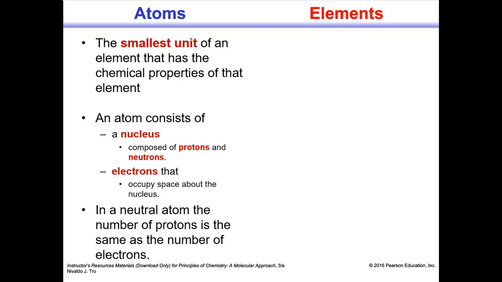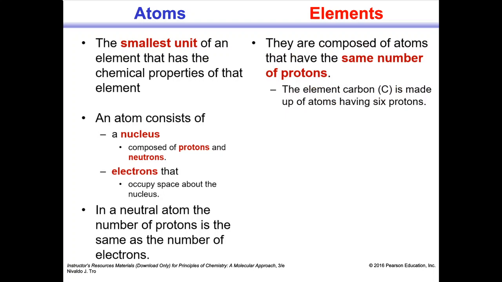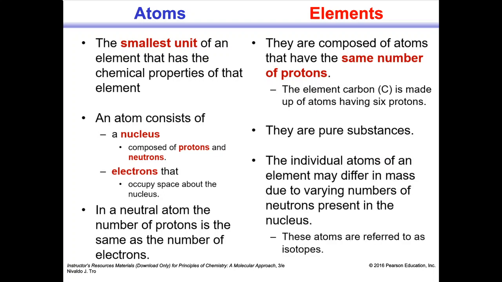Okay, so how is an atom different than an element? They're composed of atoms that have the same number of protons. So the element carbon is made up of atoms that have 6 protons. They're pure substances, and the individual atoms of an element may differ in mass due to the varying numbers of neutrons present in the nucleus. In other words, here we're talking about isotopes. We'll get to that later.